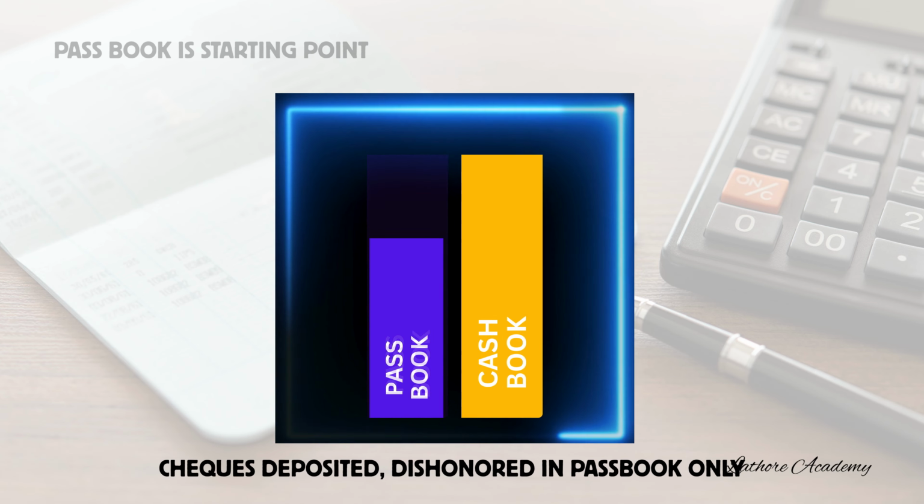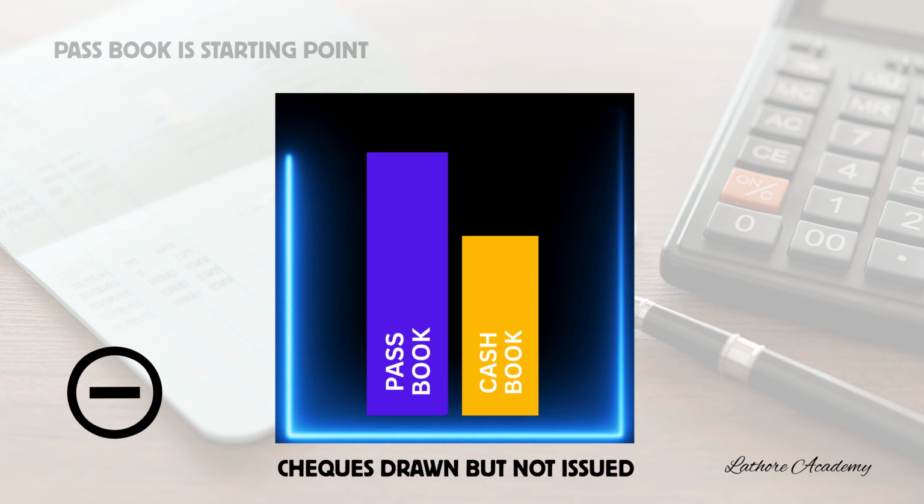And the last transaction, wrong credit in the passbook, means if the bank has incorrectly credited your account, your passbook balance appears higher than it should be, isn't it? So we have to subtract this wrong credit in order to reconcile and correct the balance.